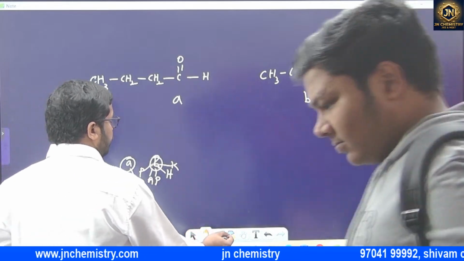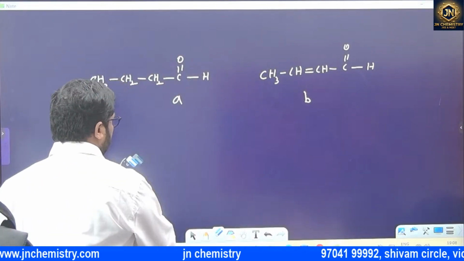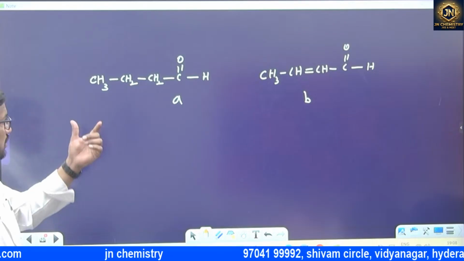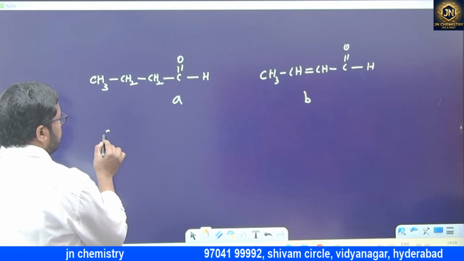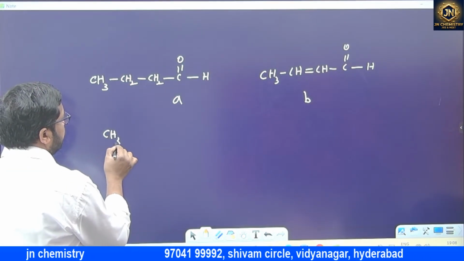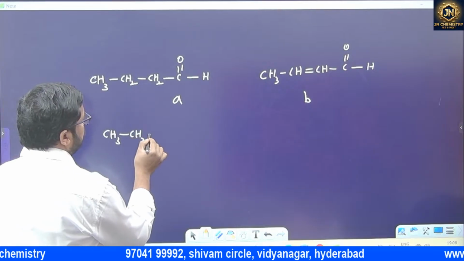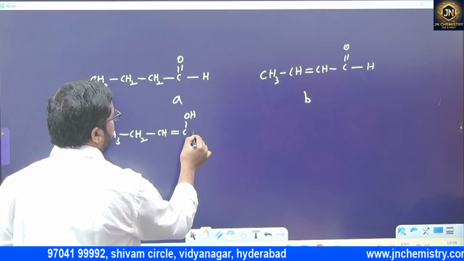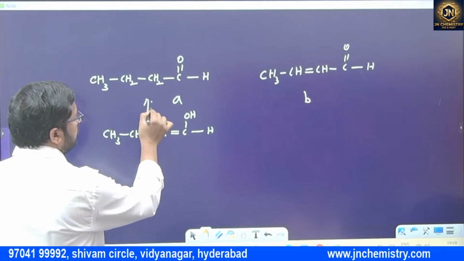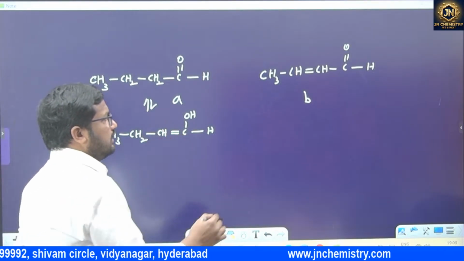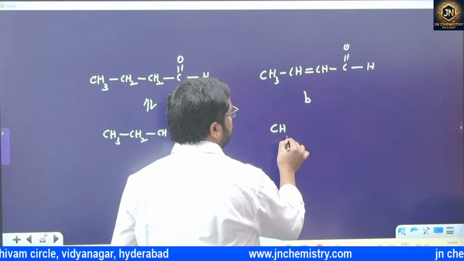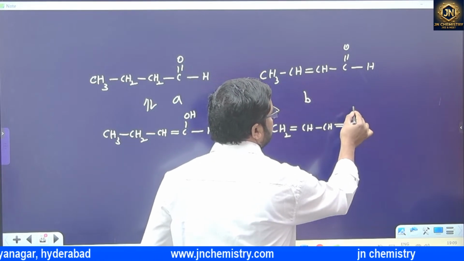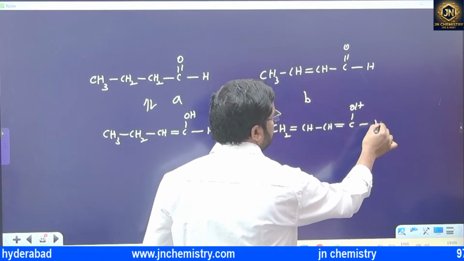See, particularly in this case, first write the resonating structures, meaning the enol form. CH3, CH2, CH, double bond, COH, H. This is the enol form, right? For the other one, write CH2, double bond, CH, CH, double bond, COH, H.